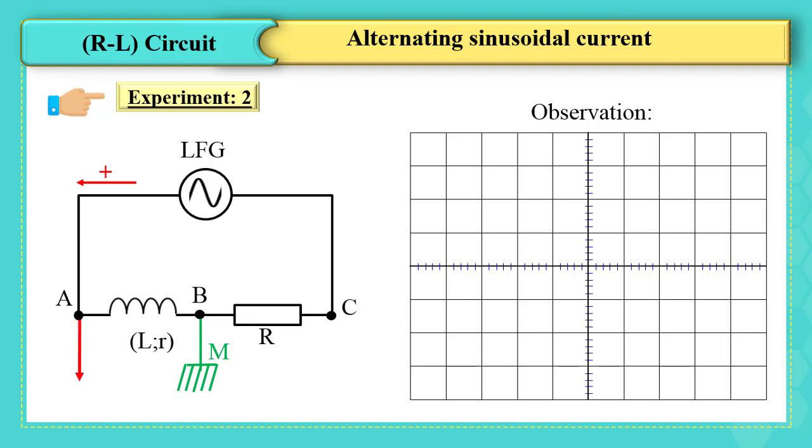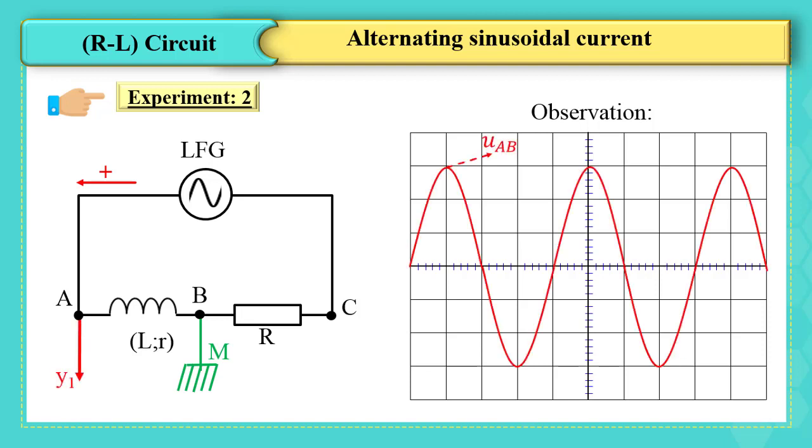And the channels of the oscilloscope are connected as shown on the figure, where channel Y1 measures the voltage UAB across the coil, while channel Y2 measures the voltage UCB across the resistor. And we press the button invert on channel Y2 in order to measure the voltage UBC, not UCB, since the positive direction chosen in the circuit is from B to C.